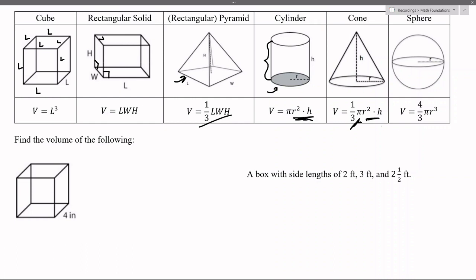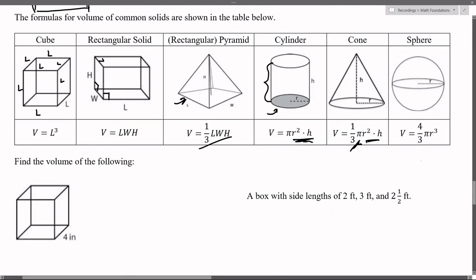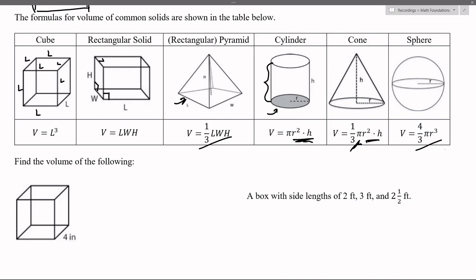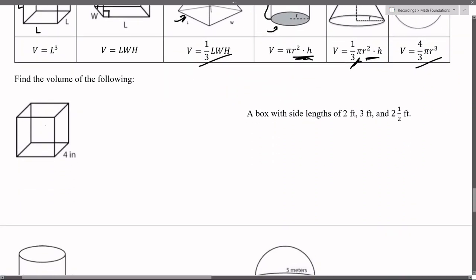Finally, the sphere is the last interesting shape there. It is going to be 4/3 pi r cubed. Remember, the area of a circle is pi r squared. The sphere is going to be 4/3 pi r cubed. Okay, now the volume of this is a cube, of course.